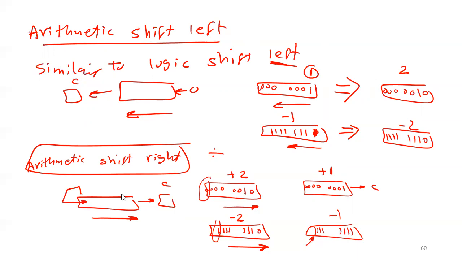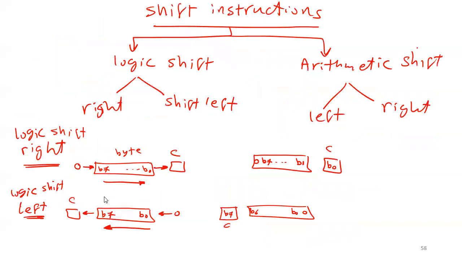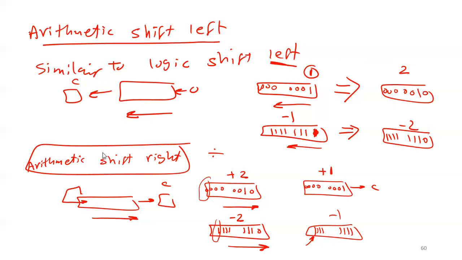How is it different? I'm going to tell you. If you look here, this is logic shift right. I'm gonna shift with 0 all the time, right? But here, in case of arithmetic shift right, I'm not gonna shift with 0. I'm gonna shift with the last bit, number 7. So, as you see here, I'm gonna shift with bit number 7. You got what I'm saying?